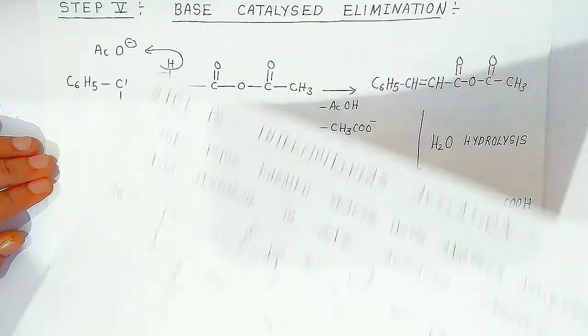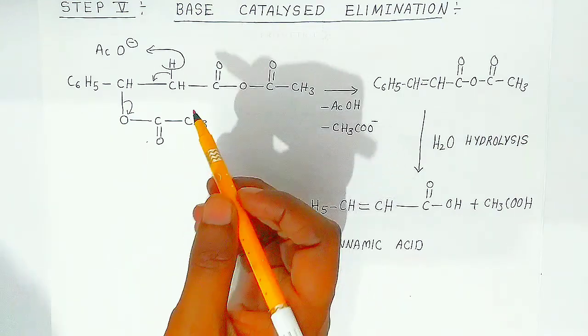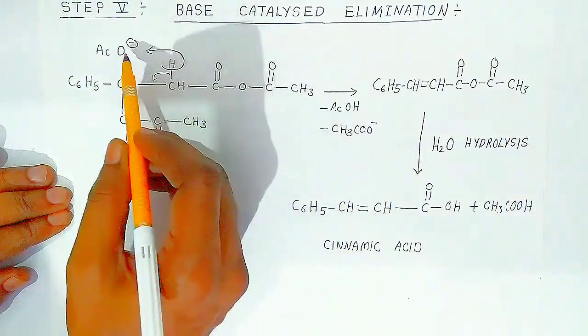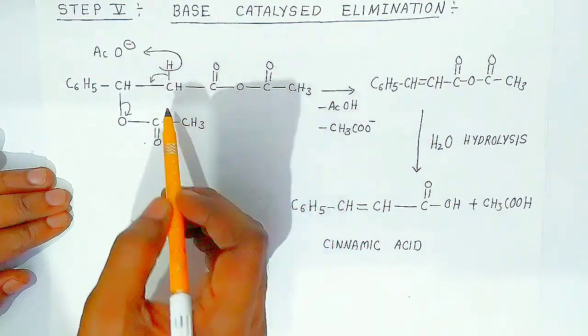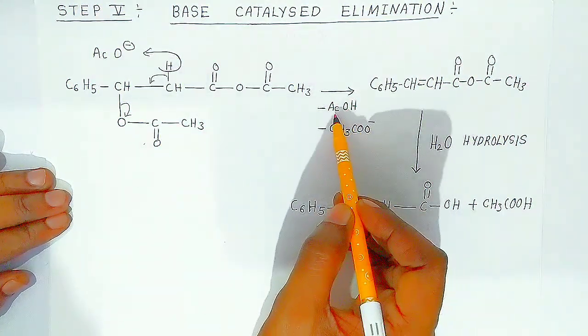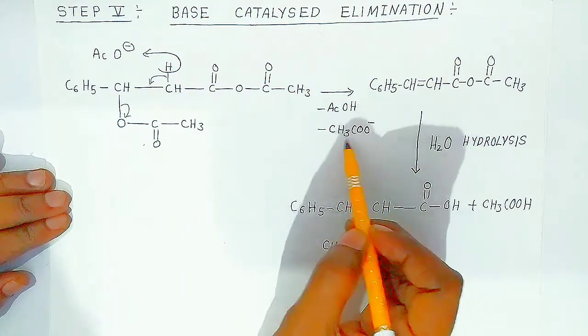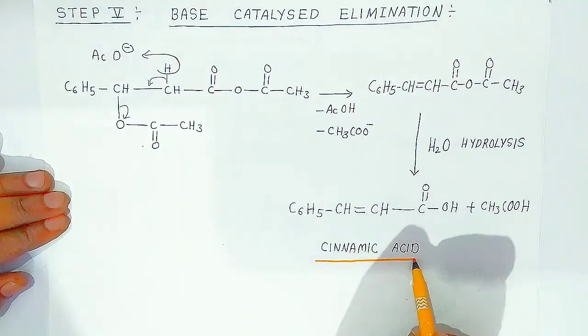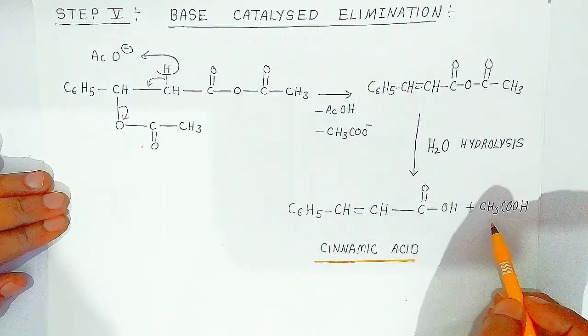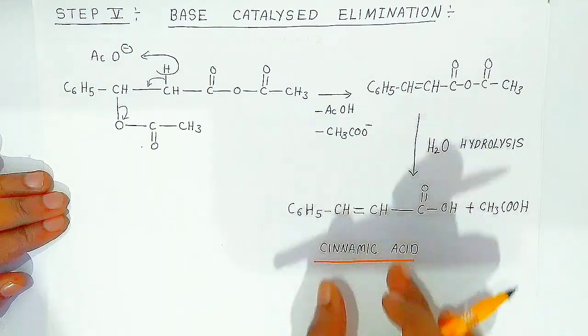Okay students, now what happens to this acylated product? The base will abstract, we call this what? Base catalyzed elimination. The hydrogen atom is eliminated from this acylated product students. There is elimination of acetic acid and acetate. Now after that students, hydrolysis will take place and you are getting cinnamic acid at last. This is what is happening, and there is a formation of acetic acid. So this way students, we have seen the mechanism.